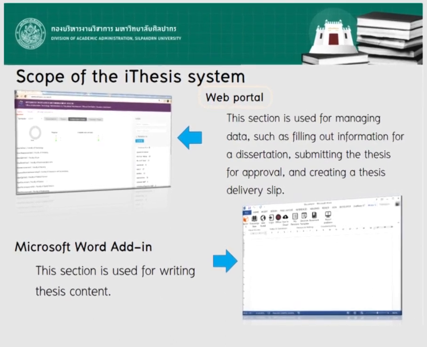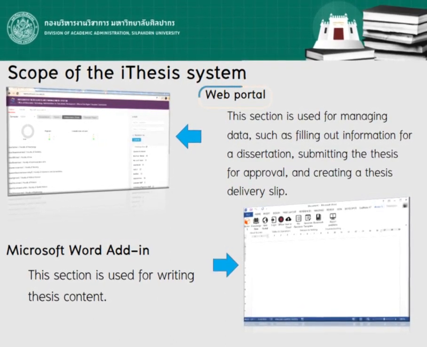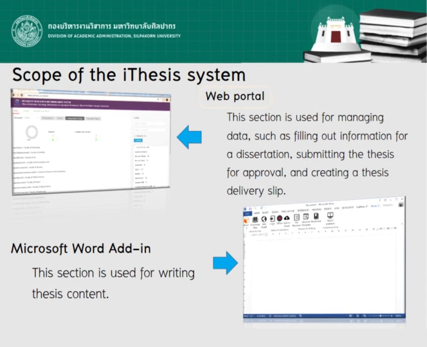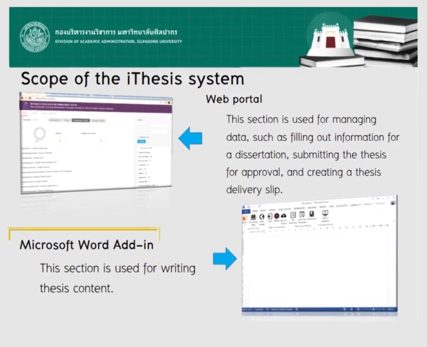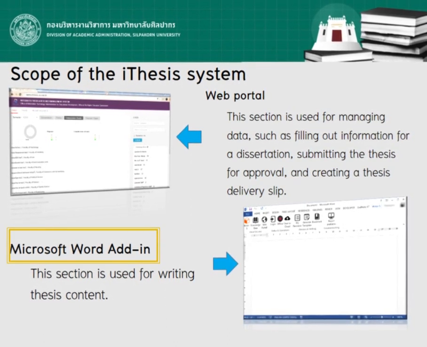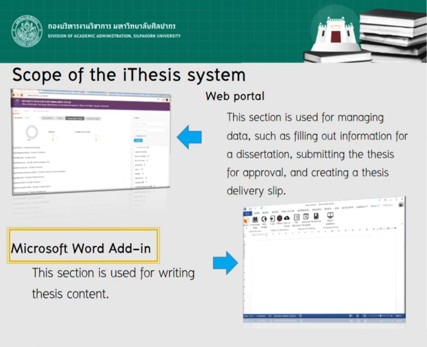The scope of the iThesis system consists of 2 main parts. The iThesis portal is the section where students manage their thesis-related information. This includes entering basic data for the thesis and submitting the thesis to advisors, both for the proposal, draft, and complete version. The second part is used by students for writing the content of their thesis, and it still utilizes Microsoft Word. However, additional functionality is incorporated through the installation of a supplementary program known as a Microsoft Word add-in.